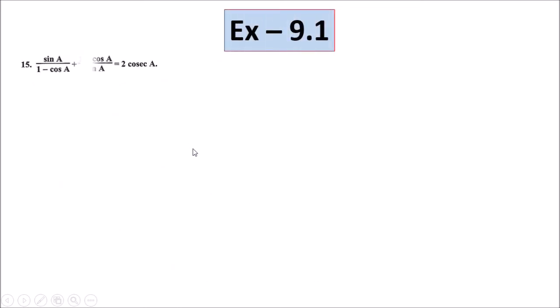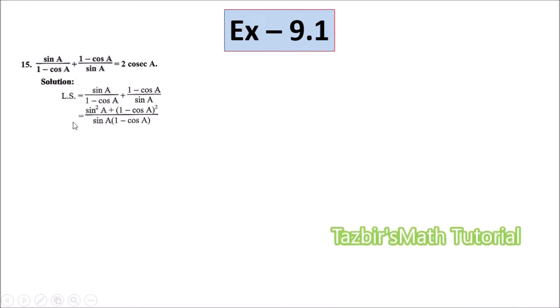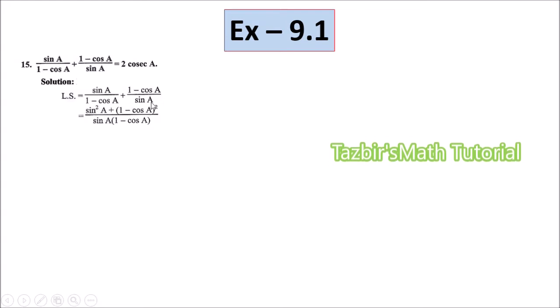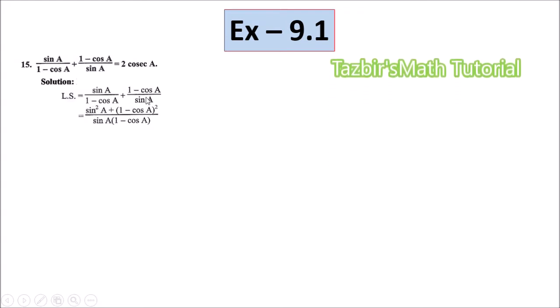Here is the next math, number 15: sin a by 1 minus cos a plus 1 minus cos a by sin a equal to 2 cosec a. So here is the solution. The left hand side is sin a by 1 minus cos a plus 1 minus cos a by sin a. As you can see, there are two different denominators, so their product will be the LCM for solving this addition. So sin a into sin a, that is sin square a, and 1 minus cos a into 1 minus cos a, that is 1 minus cos square a.